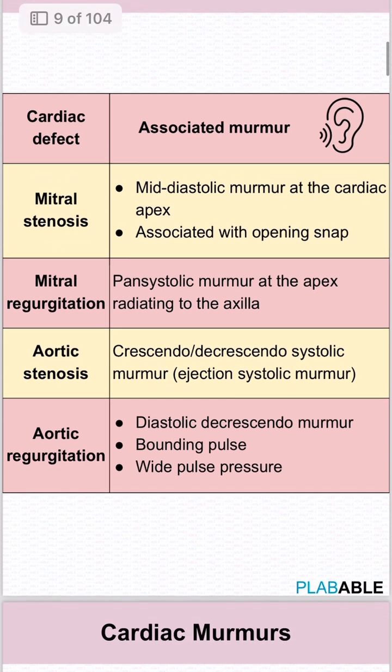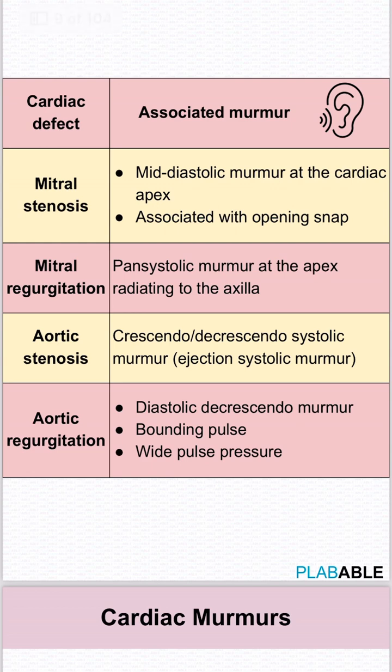Now let's talk about aortic stenosis and aortic regurgitation. In aortic stenosis, there will be a crescendo-decrescendo ejection systolic murmur. Aortic regurgitation is an early diastolic decrescendo murmur. There will be a bounding pulse and wide pulse pressure.